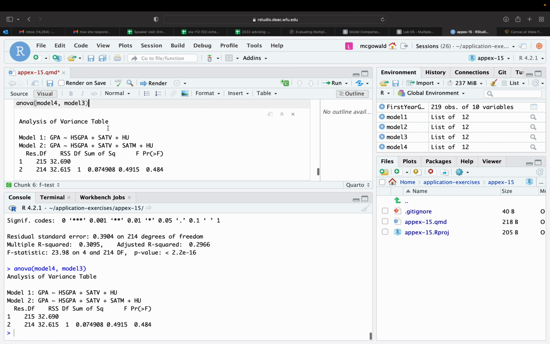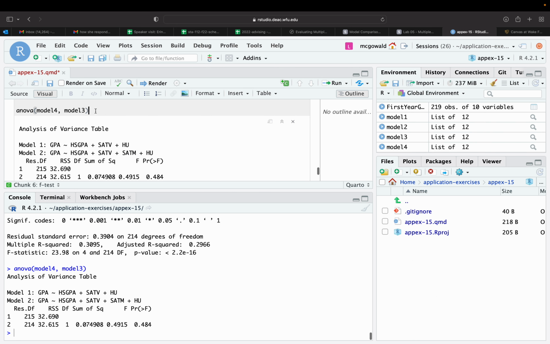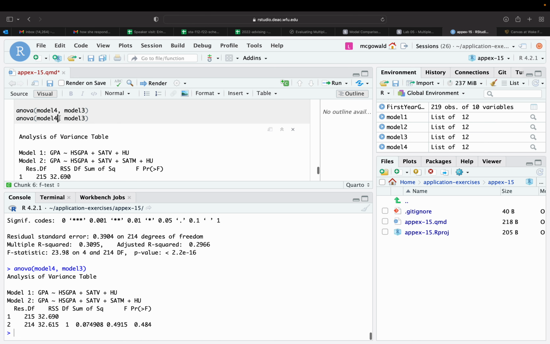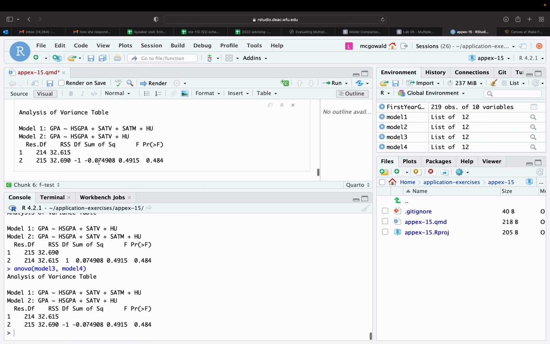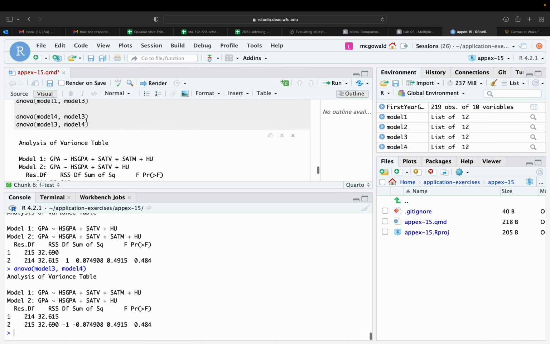It will still work if you put the bigger model first. Here, I'll show you what happens if we swapped it. It would be fine. It would just give you this negative sum of squares and this negative degrees of freedom, which is sometimes a little bit harder to conceptualize. So I like to always put my smaller one first.